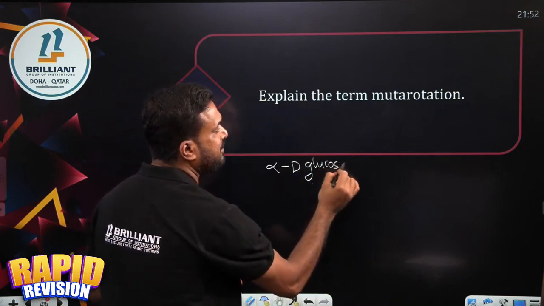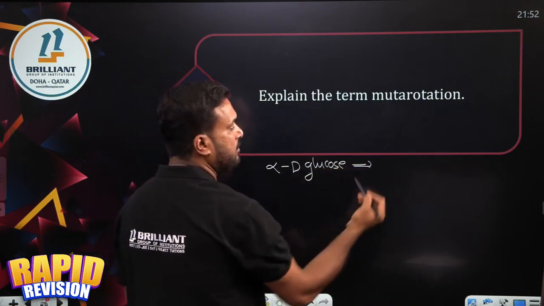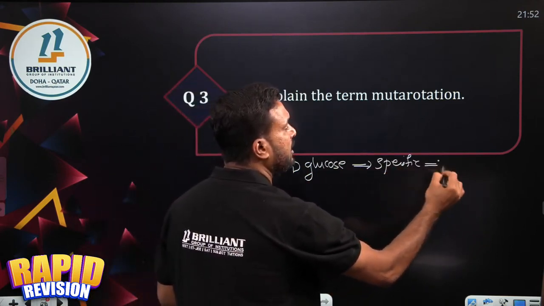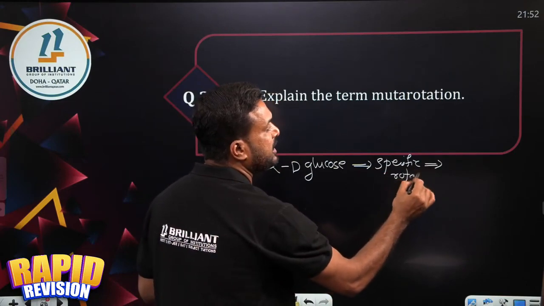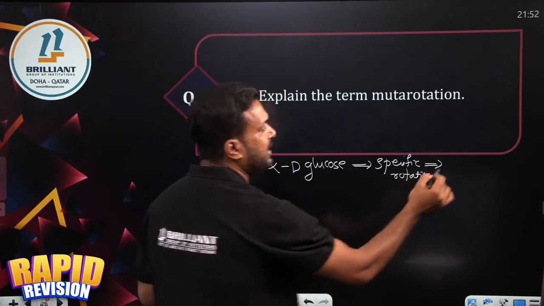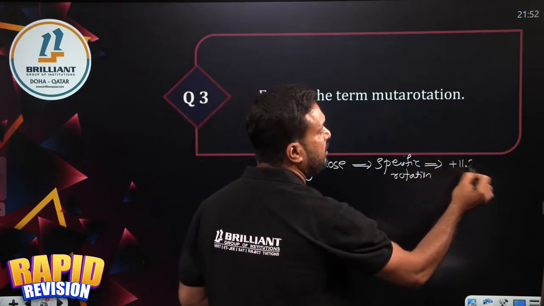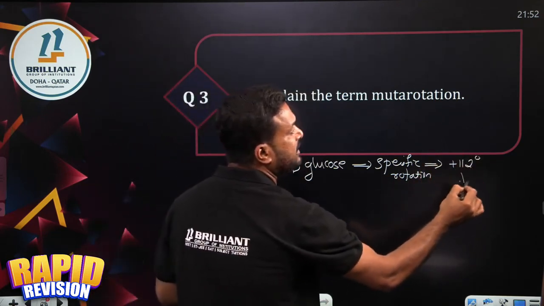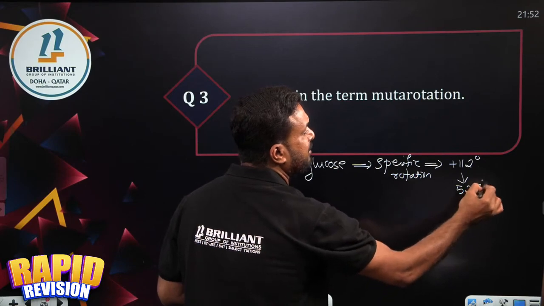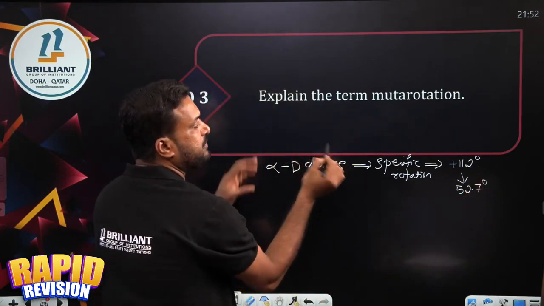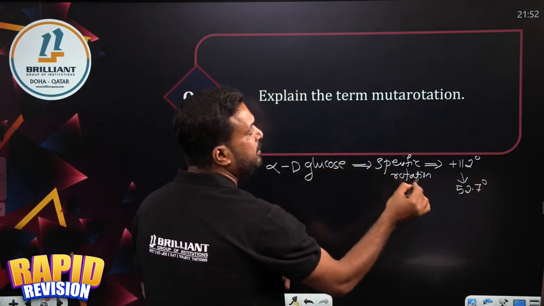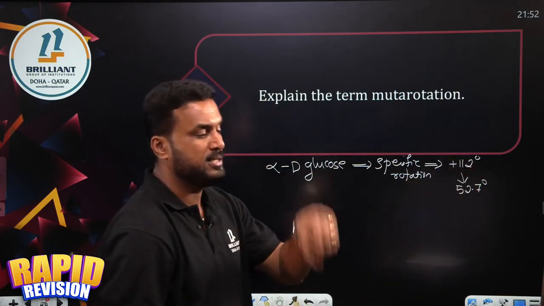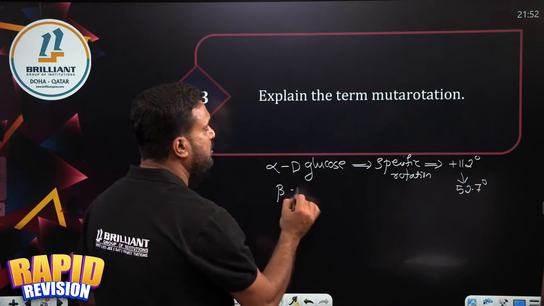If you have a freshly prepared alpha D glucose unit, it has a specific rotation. What do you mean by specific rotation? It rotates the plane polarized light towards the right, and the value is 112 degrees, but gradually it decreases to 52.7 degrees. Freshly prepared alpha D glucose has a specific rotation of 112 degrees at the beginning, and gradually it decreases to 52.7.